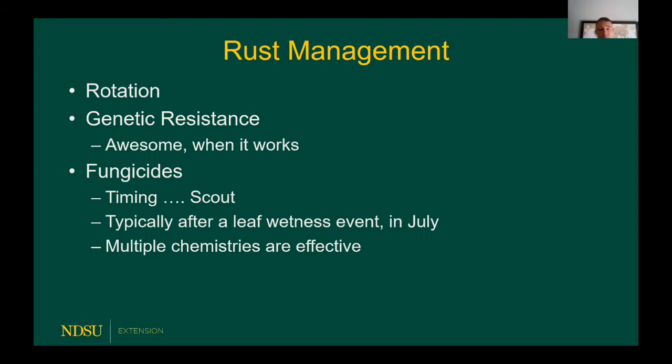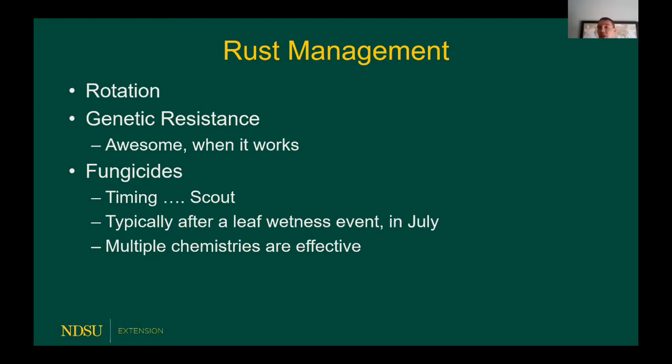Scouting is important though. And so what I usually recommend is if you have a leaf wetness event, usually in July, maybe anytime after the 4th of July and your beans start to canopy, you need to get in there and start to look for rust. So after a couple really heavy dews, once that canopy gets close to closing, you're probably going to see rust in 7 to 10 days.